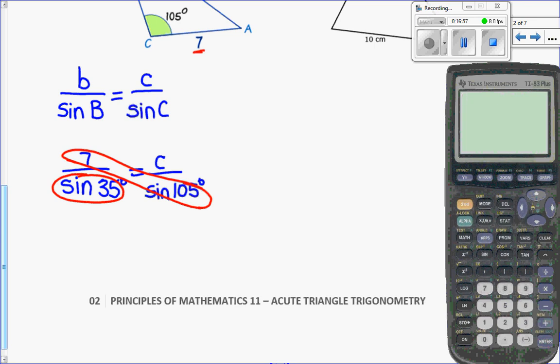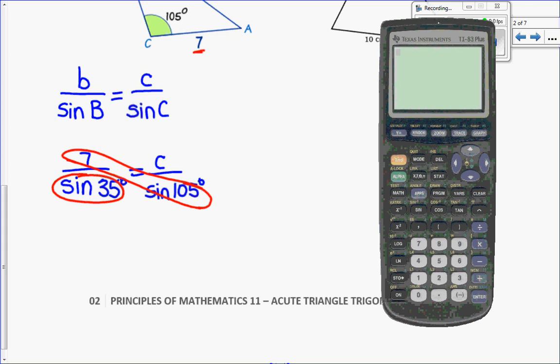Okay, so on your calculator, you would do 7 times sine of 105 degrees. Make sure you close your bracket and hit enter, and then divide that by sine 35 degrees. And close your bracket and hit enter. And that will give you 11.788.